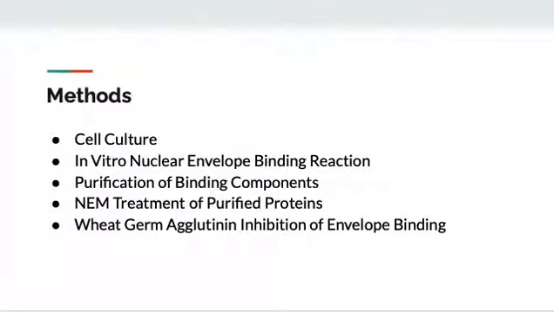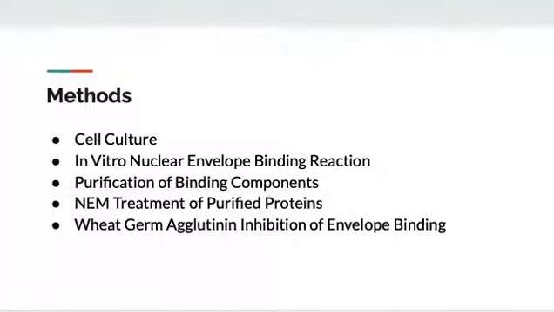Okay, so for this paper, the methods were cell culture, in vitro nuclear envelope binding reaction, purification of binding components, NEM treatment of purified proteins, and wheat germ agglutinin inhibition of envelope binding. For the cells, they used Madin-Darby bovine kidney cells. For the in vitro nuclear envelope binding reaction, MDBK cells were grown on coverslips and permeabilized. For the binding reaction, the coverslips were prepared and incubated, and a standard reaction was run.